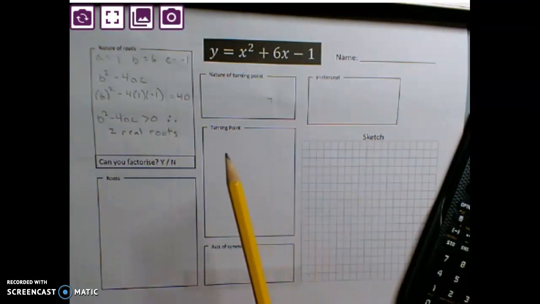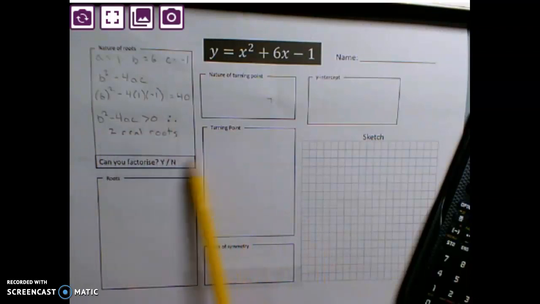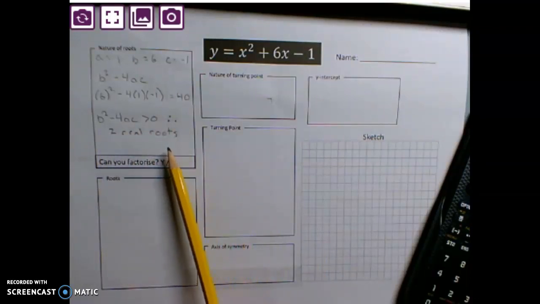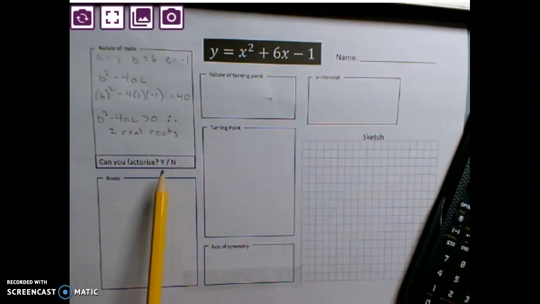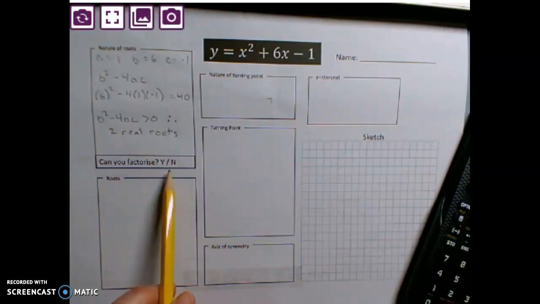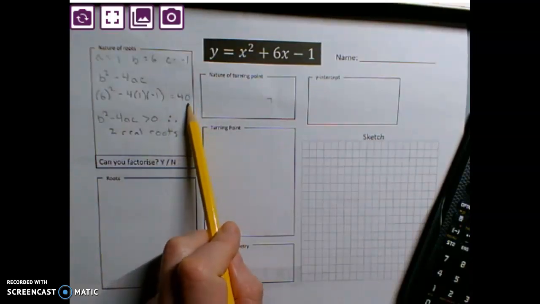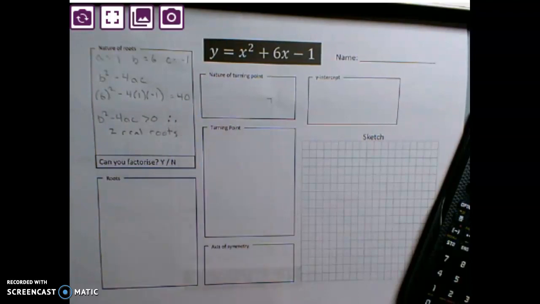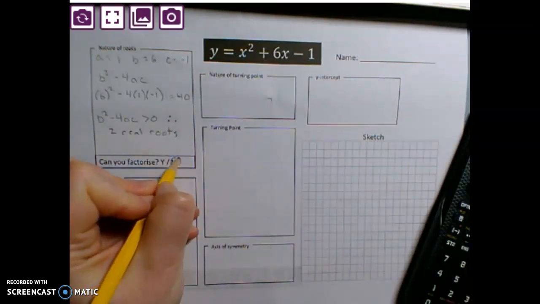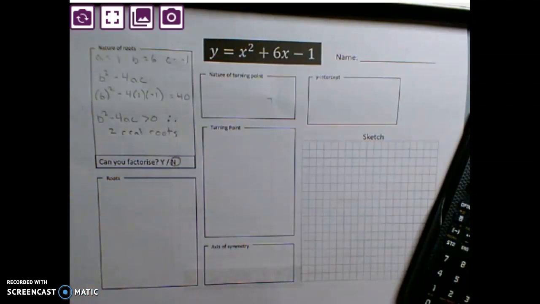So let's think next. Now that we've figured out that there are two real roots, meaning it crosses the x-axis twice, we've got to think, can I factorize? Because we want to find those roots. Well, my discriminant can tell me that. If I can square root my discriminant to a perfect square, I can factorize it. I can't, so no, I cannot factorize it. So now we've got to think how I'm going to find my roots if I cannot factorize.